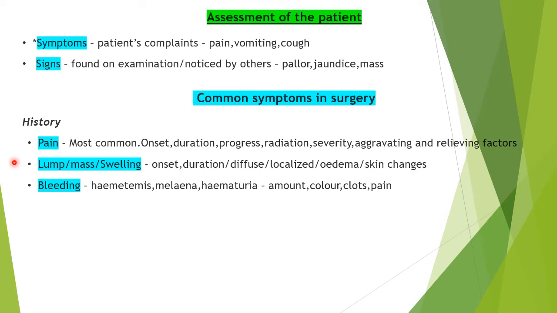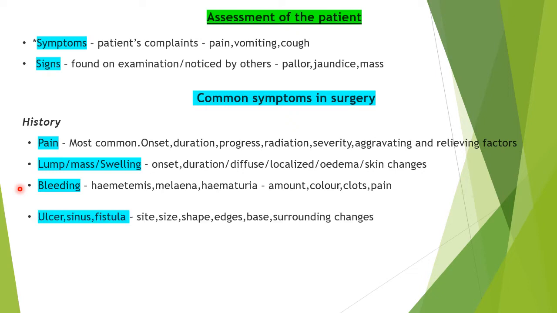Thirdly is bleeding. Bleeding can be anywhere, and the most common bleeding in surgery will be hematemesis or vomiting of blood, melena or hematochezia, passing of blood in the stools, and hematuria, passage of blood-stained urine. And you must be able to record the amount of bleeding, the color of the bleeding, the presence of clots, and whether it is associated with pain or otherwise.